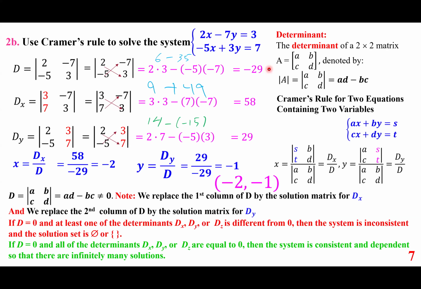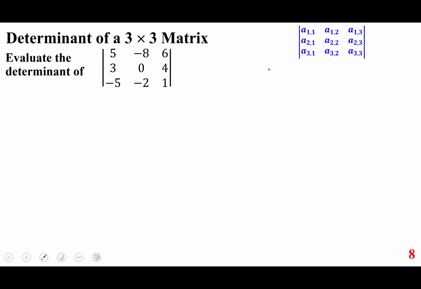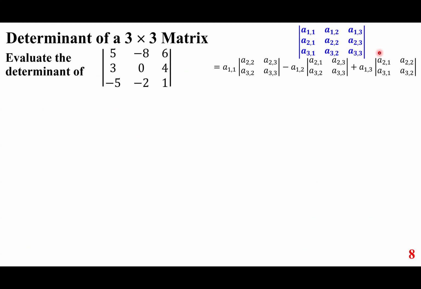That's a 2 by 2 matrix. What happens when it's a 3 by 3 matrix? How do you evaluate this determinant? Again, A11, A12, A13, remember? First you write the row, and then A21, A22, A23, and so on. You can expand the determinant with respect to any column or row, and you want to use the one with the most zeros, by the way.